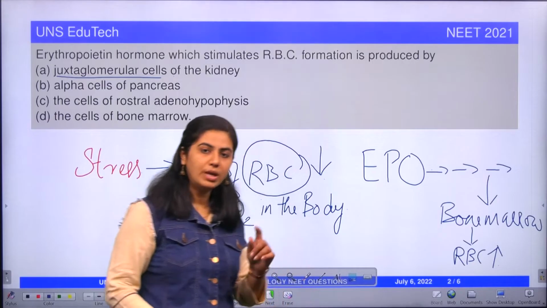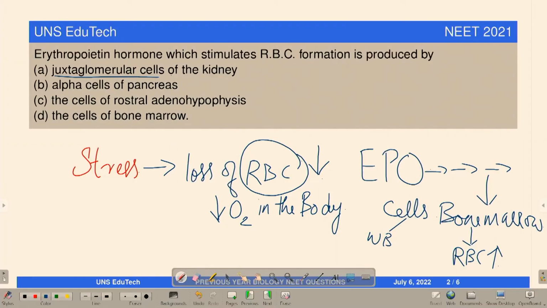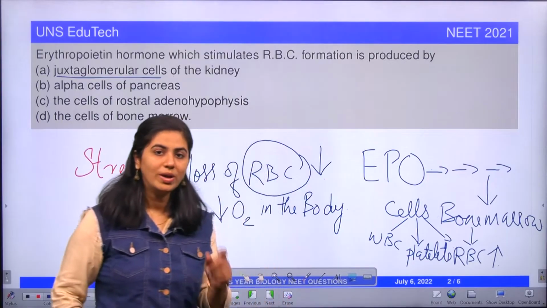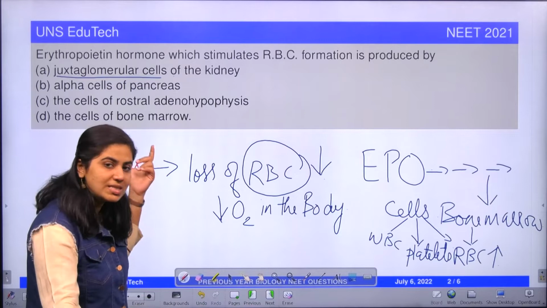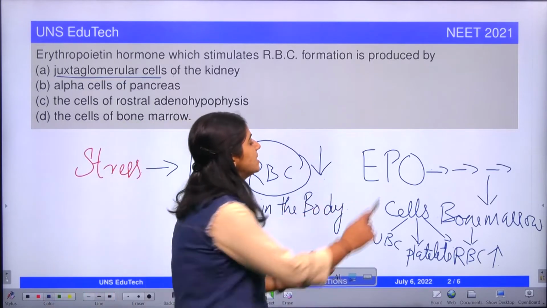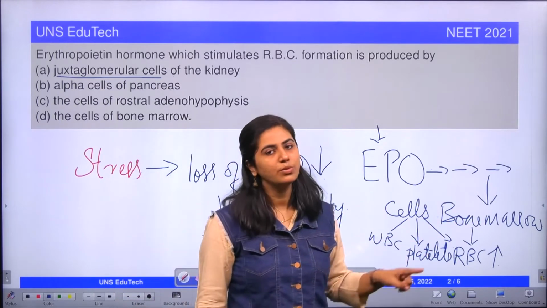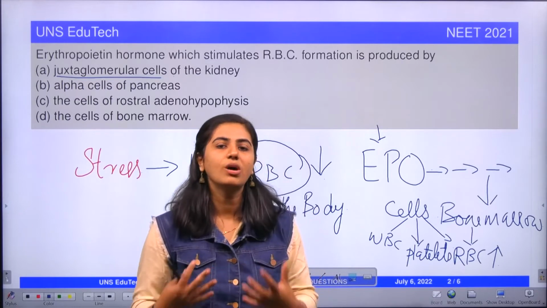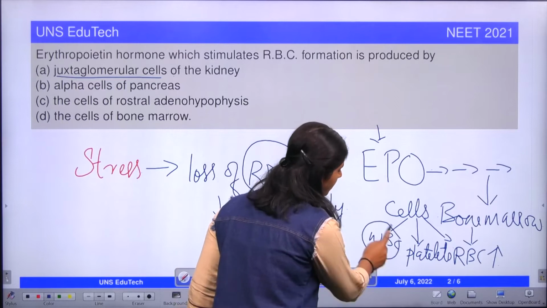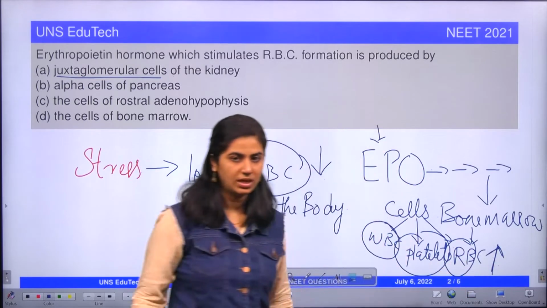Why more RBC? Because the cells in the bone marrow have three fates. They can either be WBC, RBC or platelets. So when there is a stress condition in the body, we need more RBC to carry more oxygen to the different parts of the body. That stress is sensed by the juxtaglomerular cells in the kidney, and they secrete erythropoietin. Erythropoietin, through its signaling mechanisms, signals the progenitor cells present in the bone marrow to convert into RBC and increase the production of RBC, because the body needs more oxygen or the body has lost RBC through some injury. When erythropoietin comes into the picture, it gives signals to increase the production of RBC. Right? Hope you got the answer.